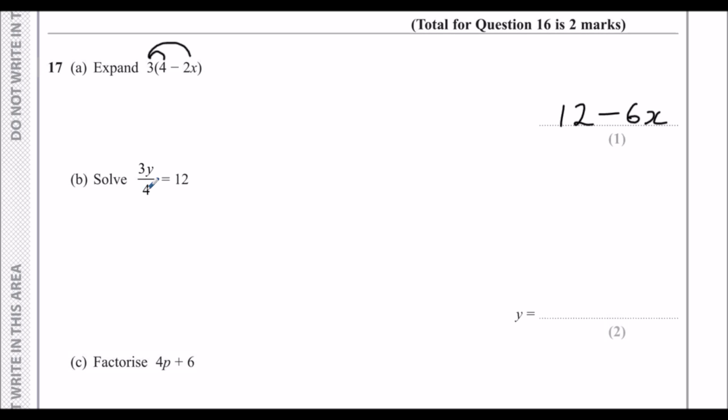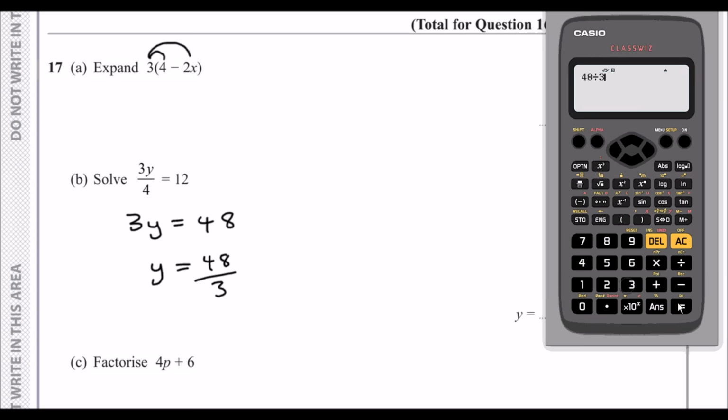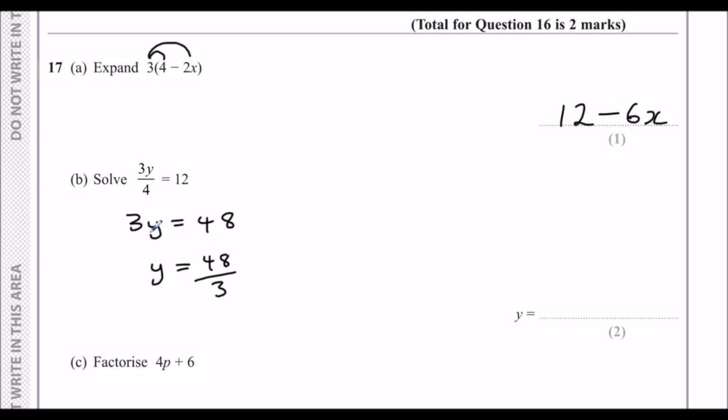Solve. 3y divided by 4 equals 12. To get rid of a divide by 4, I do the opposite, which is multiplying by 4. So I'm going to times both sides by 4. So 3y equals 12 times 4, which is 48. So 3 times what is 48? Well, I could divide both sides by 3. 48 divided by 3 will tell us the answer, and that is 16. 3 16s make 48.